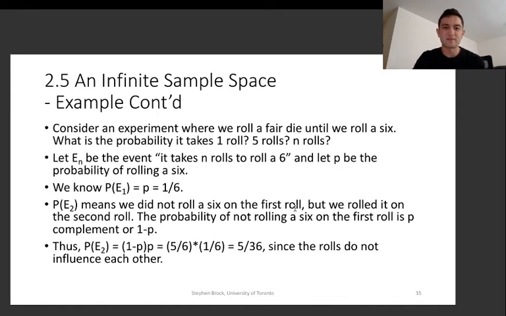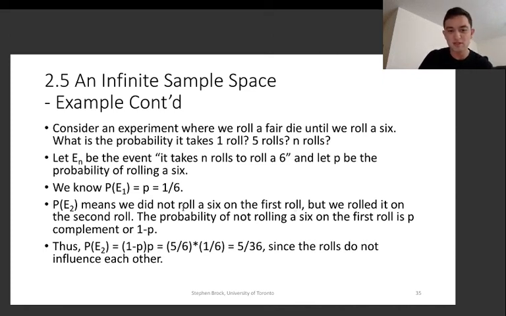So consider an experiment where we roll a fair die until we roll a 6. Now, what is the probability it takes 1 roll? What is the probability it takes 5 rolls? What is the probability it takes n rolls? So let En be the event it takes n rolls to roll a 6, and let P be the probability of rolling a 6. So we know that the probability of E1, it takes 1 roll to get a 6, is just P, which is 1/6.